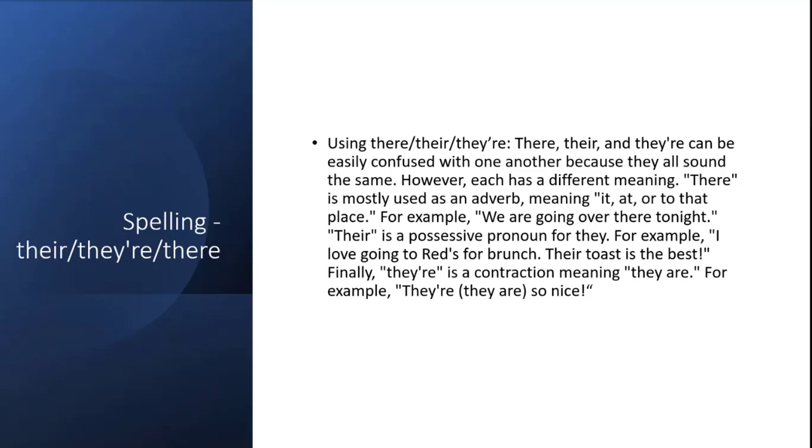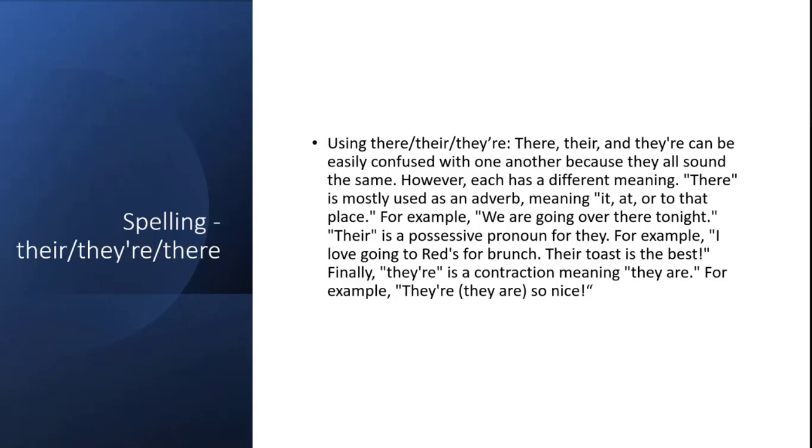Then when it comes to spelling, it's another common mistake found in students' work. And the main area where we find mistakes is for words that are written quite closely, but they mean different things, right? So there, their, and they're, these are three different words, right? But sometimes students use them interchangeably to mean the same thing.